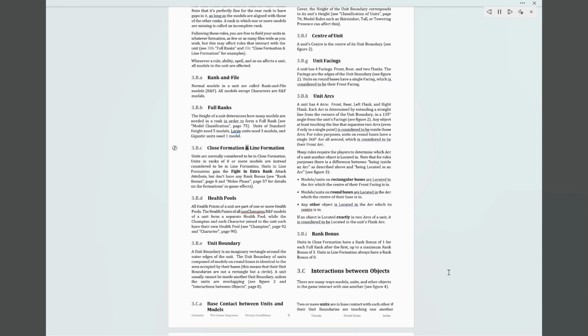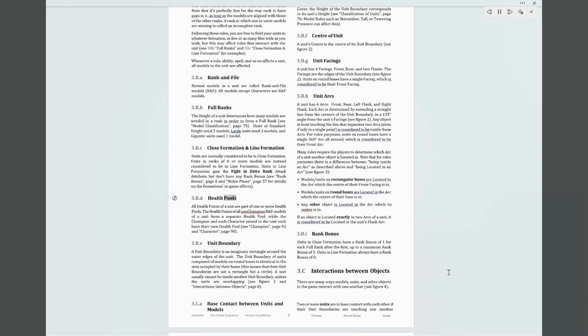Close formation and line formation. Units are normally considered to be in close formation. Units in ranks of 8 or more models are instead considered to be in line formation. Units in line formation gain the fight in extra rank attack attribute, but don't have any rank bonus. See rank bonus, page 8, and melee phase, page 57 for details on the formations and game effects.